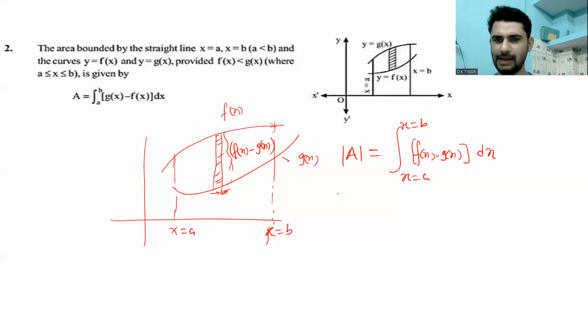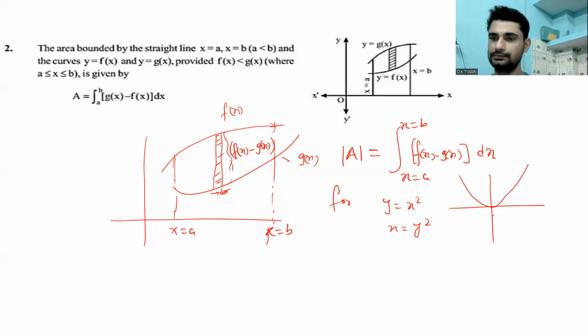Suppose, for example, we take y equal to x square and x equal to y square. So how is the graph? y equal to x square seems to be like this, and x equal to y square.